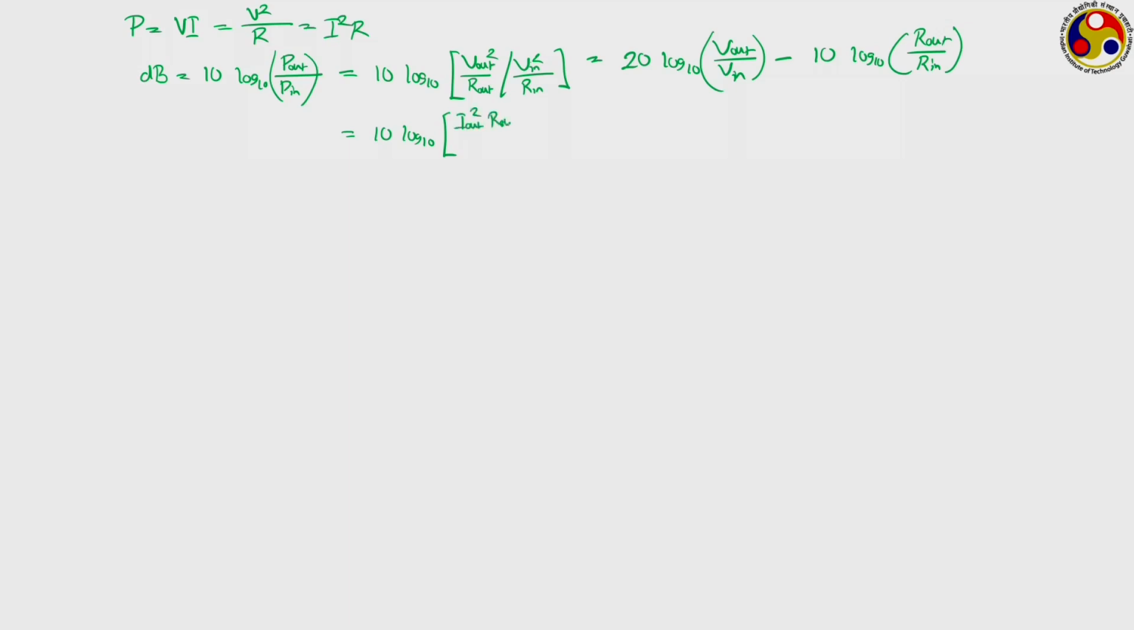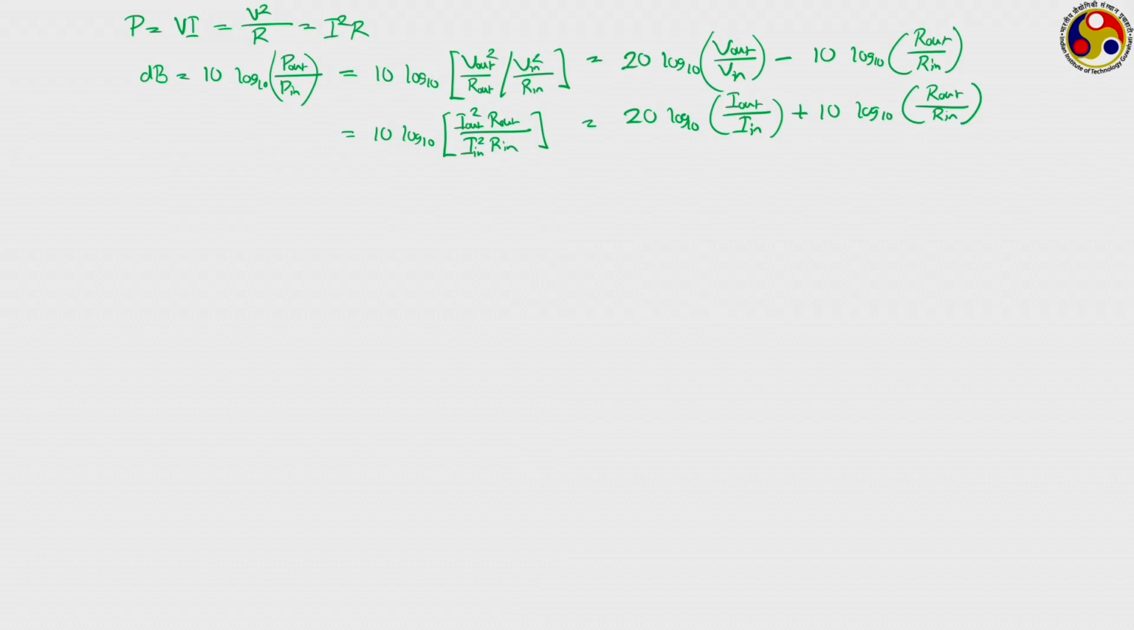I out square R out by R in, that is 20 log base 10 I out by I in plus 10 log 10 R out by R in. So this way we can have two alternate definitions of the decibel value or gain in decibel in terms of either voltage or current.